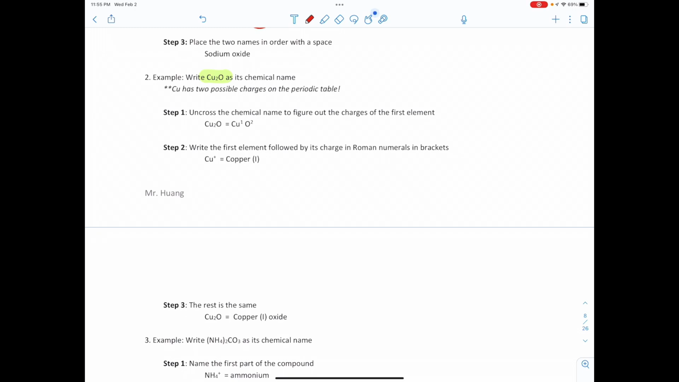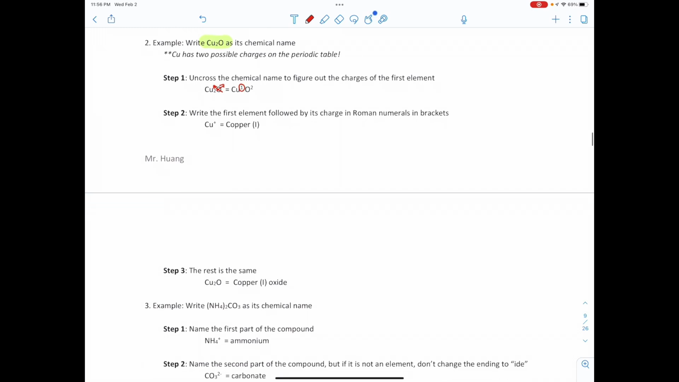So if I have Cu2O, if I uncross it, if I go backwards, Cu actually has a 1+ charge. Okay, so this 1+ charge is the one that gets crossed over and becomes the invisible one behind the oxygen. So when we uncross the chemical name, we figure out the charge of that first element for copper. And because it is a 1+ charge, then when we write the first element, we're going to use Roman numerals to show that there were choices to be made and the correct choice is the 1.